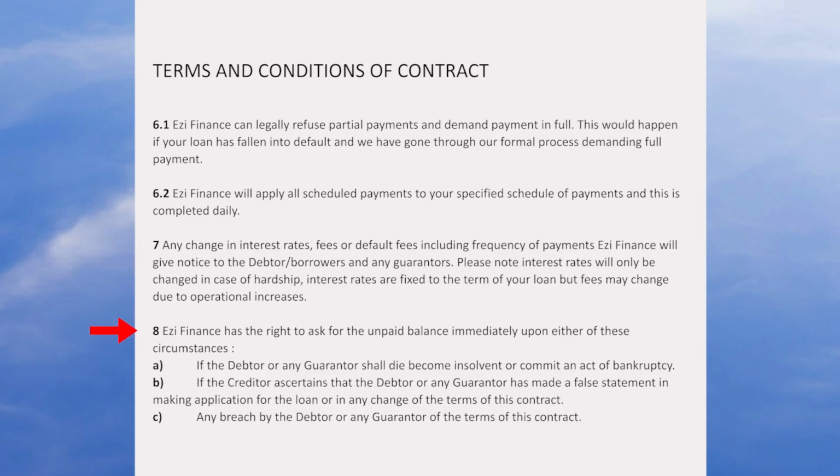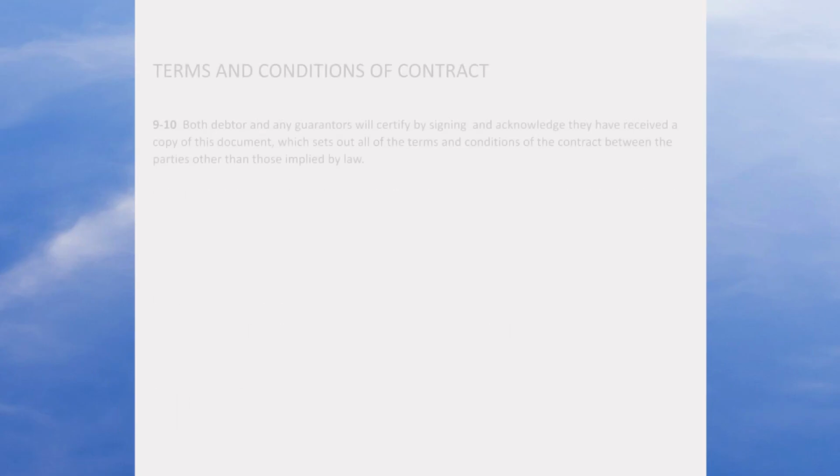Easy Finance has the right to ask for the unpaid balance immediately if any of the following things happen. A. If the debtor or any guarantor shall die, become insolvent, or commit an act of bankruptcy. B. If the creditor ascertains that the debtor or any guarantor has made a false statement in making the application for the loan, or in any change of the terms of the contract. And C. Any breach by the debtor or any guarantor of the terms of the contract.